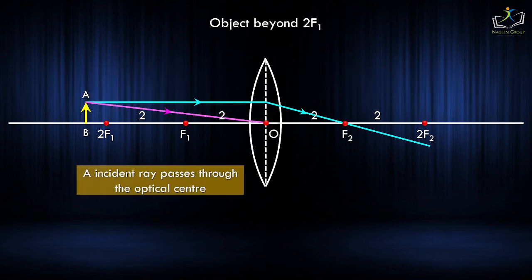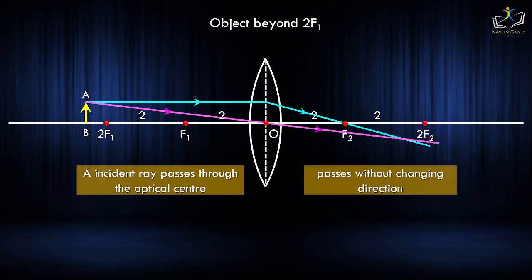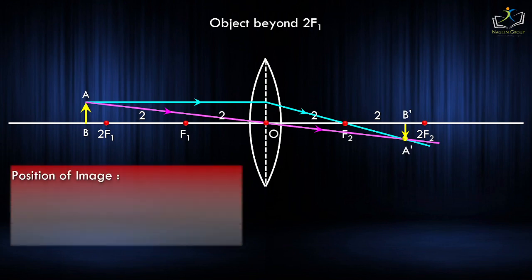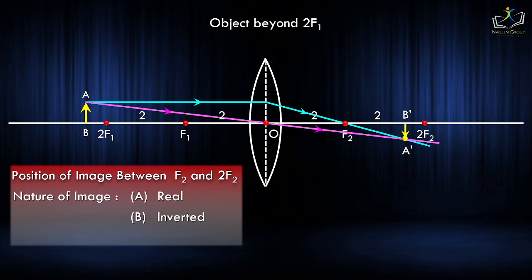Now here, our incident ray passing through the optical center, we know it will not deviate, and it is passing without changing its direction. So here we observe that they are intersecting at one point. This point will form an image that is called A dash B dash. Now what is the position of the image? It is A dash B dash between F2 and 2F2. Here the nature of the image, what we observe: real, as it is actually meeting, and inverted. You observe this AB is on the principal axis, and here it is formed below the principal axis. So it is inverted and it is small in size, right?